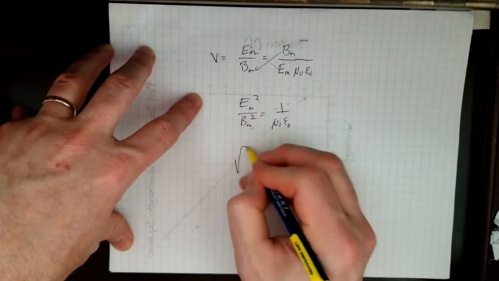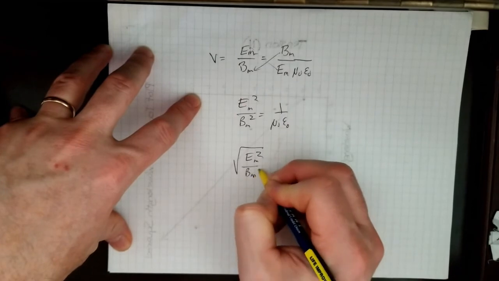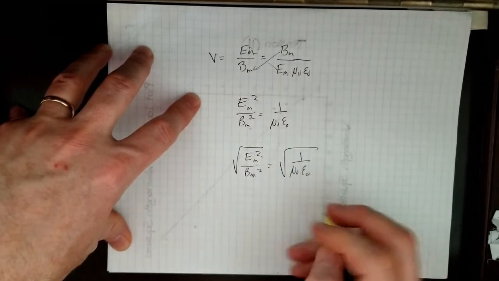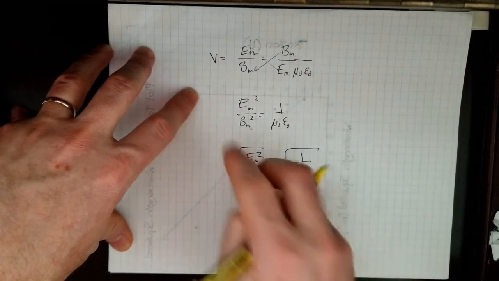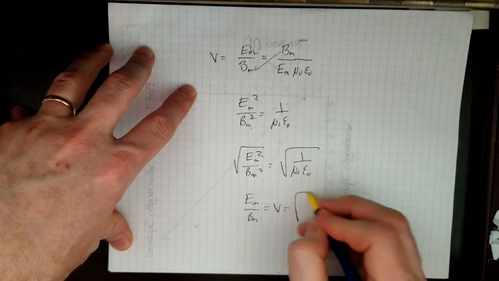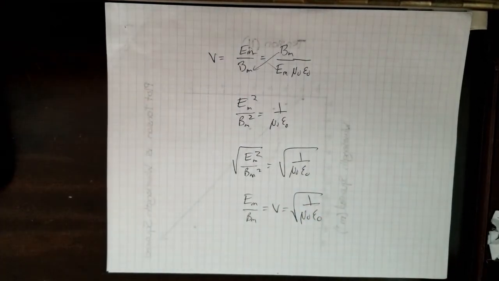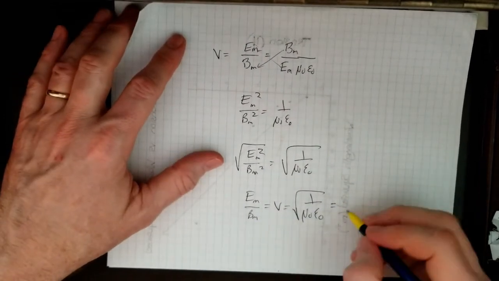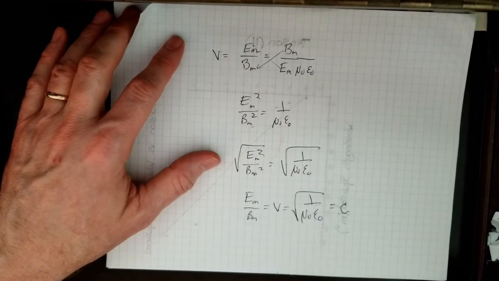If I take the square root of both sides, I get the square root of 1 over mu sub naught epsilon sub naught. And that is just E_m over B_m, which is just the speed. This is the speed of an electromagnetic wave. Traditionally, the symbol used for that speed is the letter c, the lowercase c.